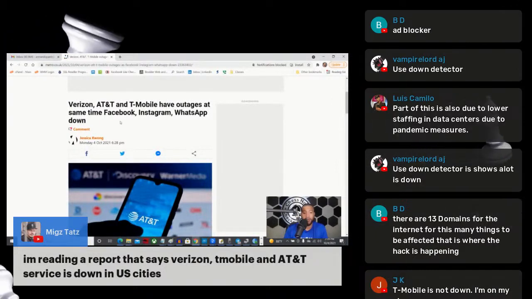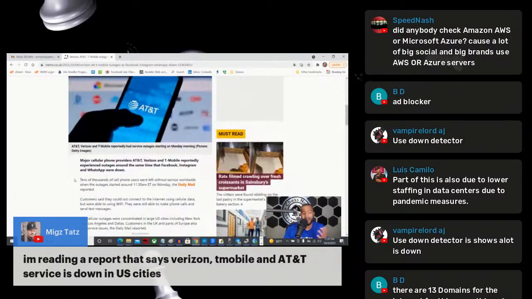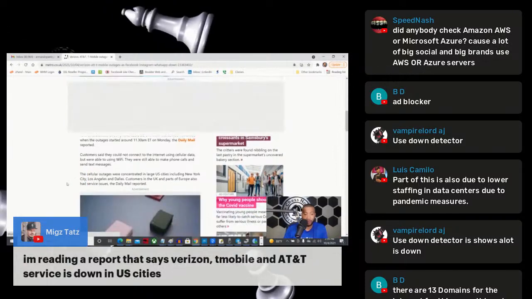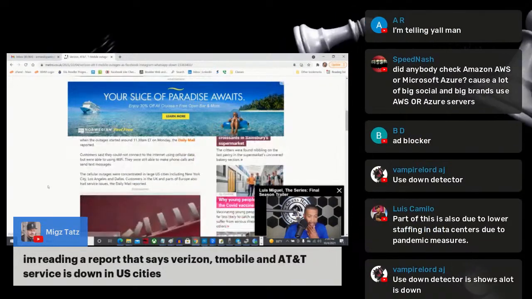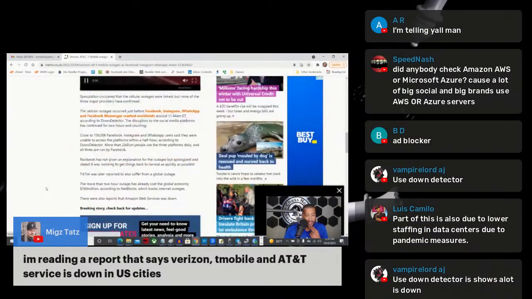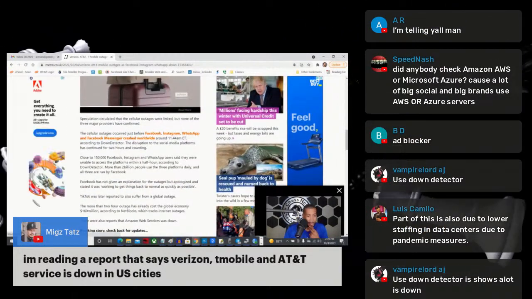Verizon, AT&T, T-Mobile, Facebook, Instagram, WhatsApp, right? It could be a coincidence, but man, another ad popping up. But we don't know yet, right? So I'm going to stay online for another 30 minutes and we're just going to see what happens.